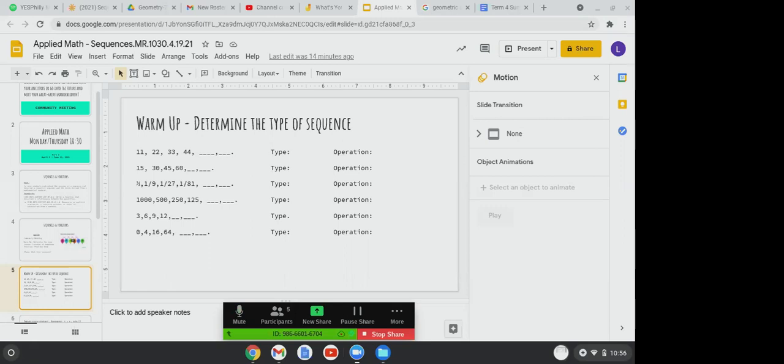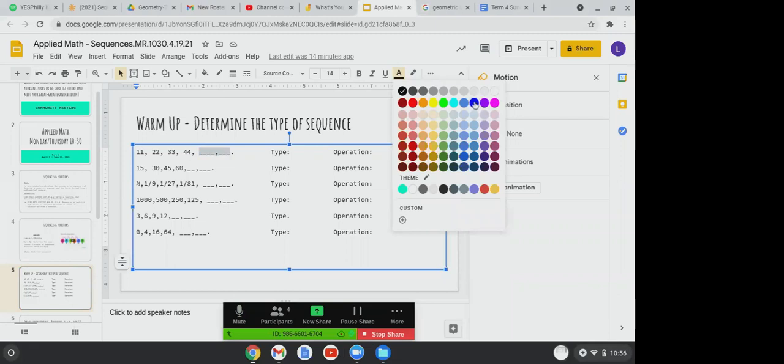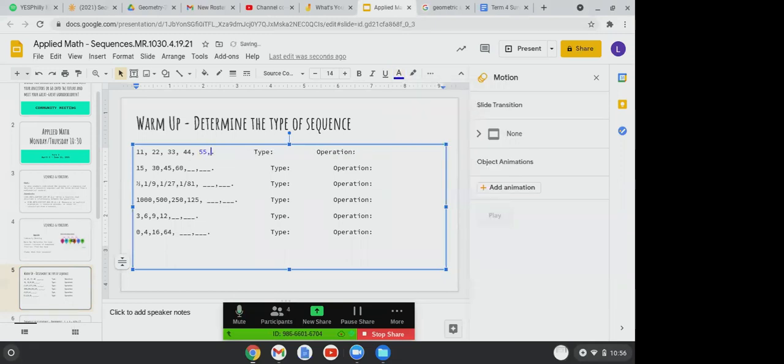Go ahead. Yep. Is it 55 and 66? Yep, 55 and 66. So that makes it what type of sequence? And what did you do? I just followed the pattern. I didn't really do the math. I just saw 11, 22, 33, and I just went on. What were you doing as you moved through?